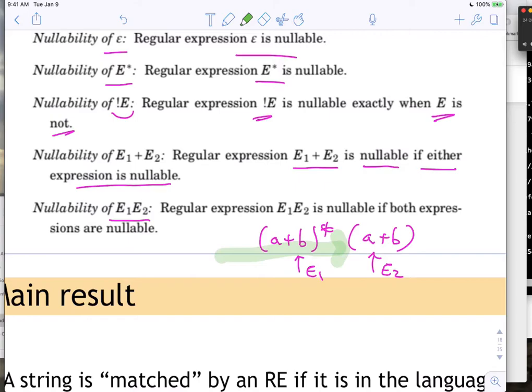But if I now put a star over here, then I can sort of pass through. It's like a piece of glass and another piece of glass. It's kind of E1, E2, so you can see through it. So regular expression E1 E2 concatenation is nullable if both expressions are nullable. It's concatenation. Both have to have epsilon.